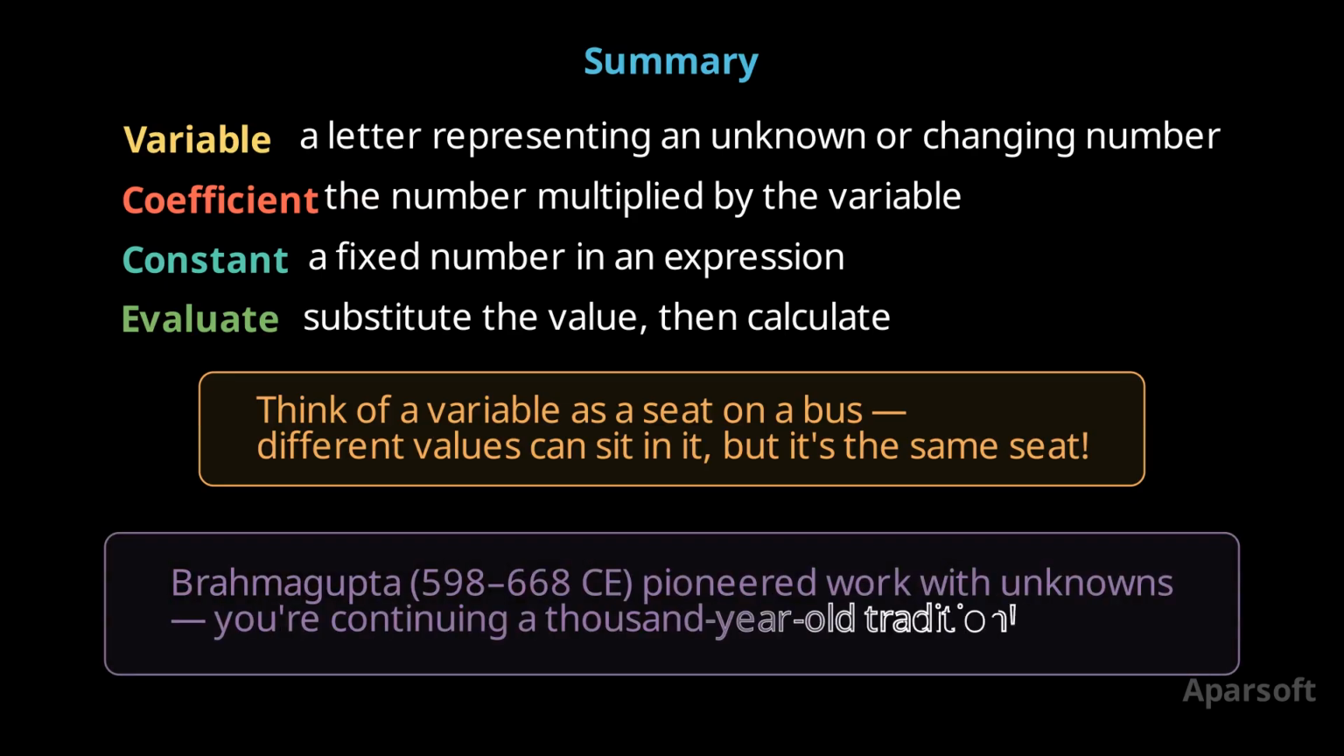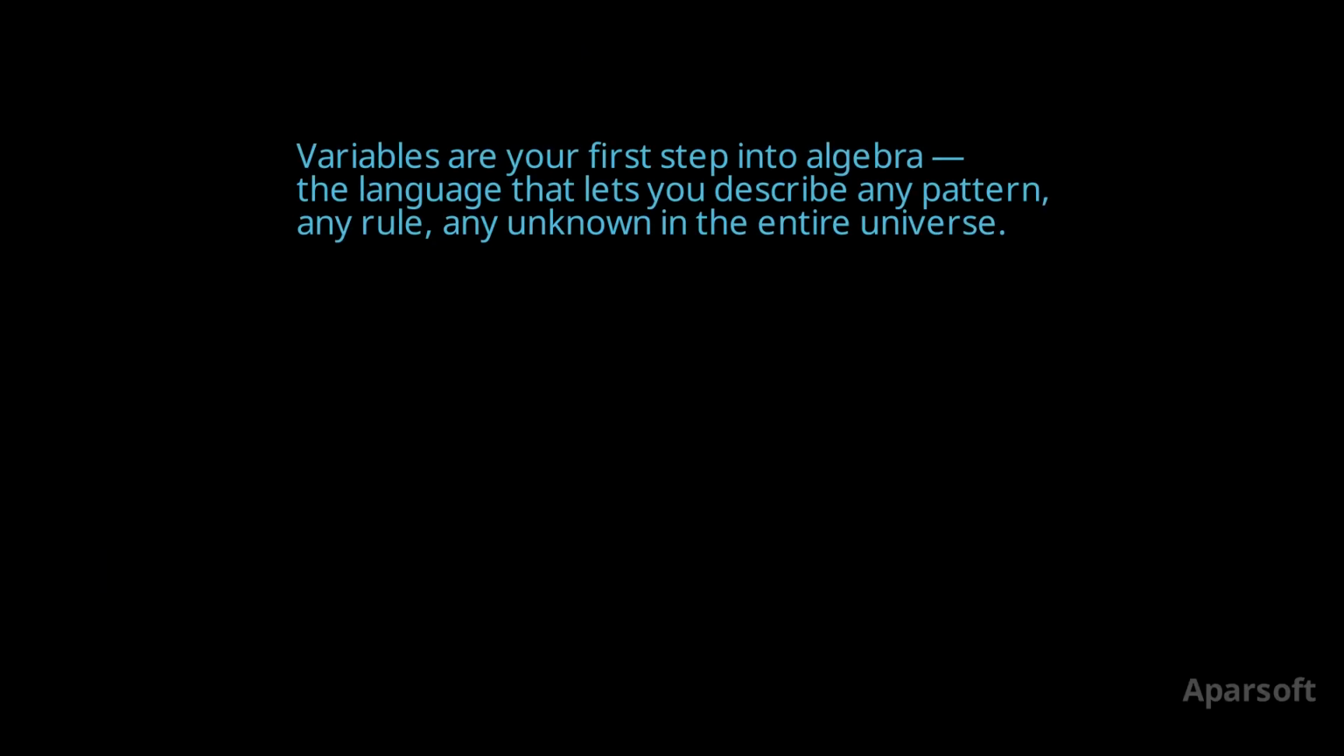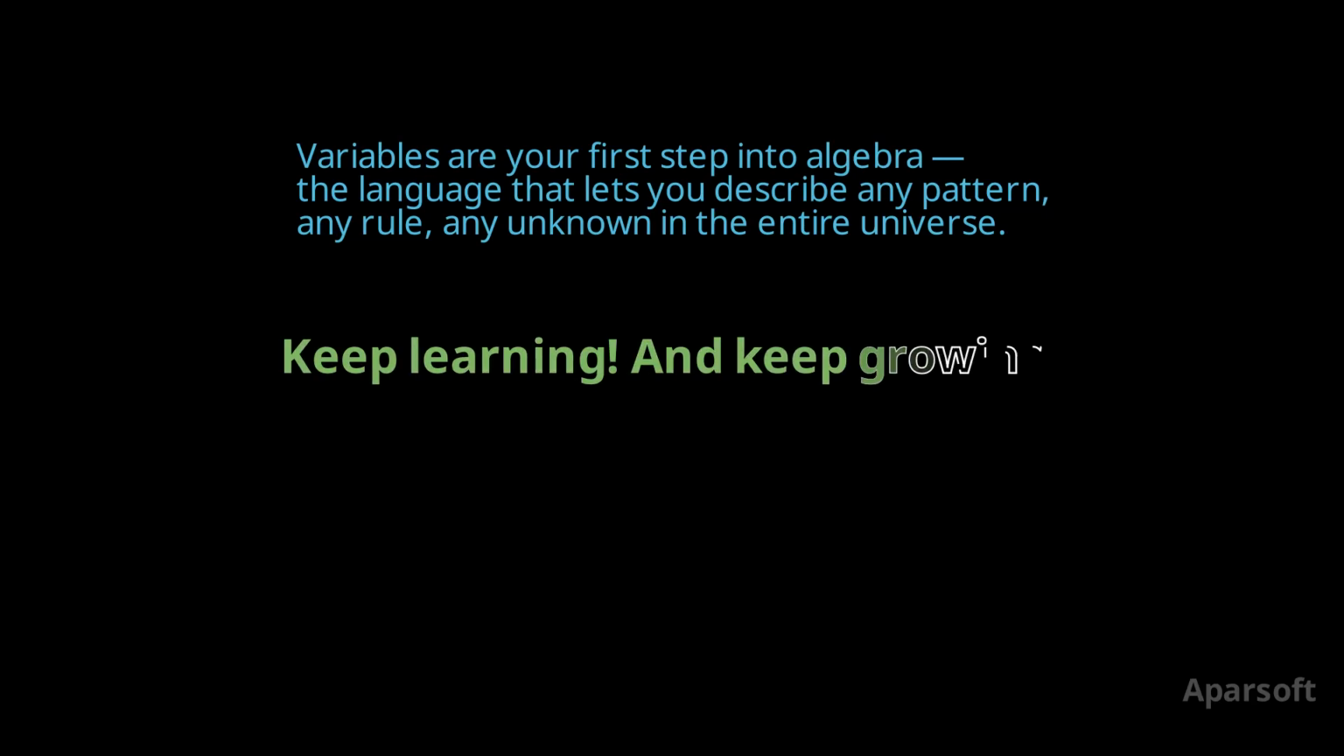And here is something amazing. The great Indian mathematician Brahmagupta was one of the first to work with unknowns over 1,000 years ago. When you use variables, you are continuing that tradition. Variables are your first step into algebra, the language that lets you describe any pattern, any rule, any unknown in the entire universe. Keep learning and keep growing.